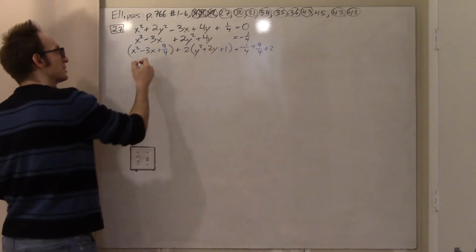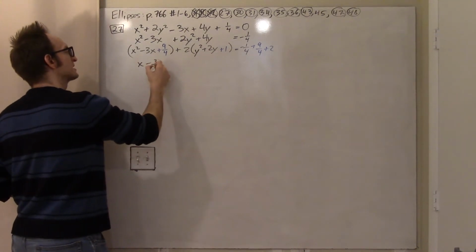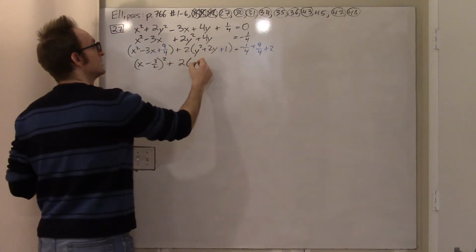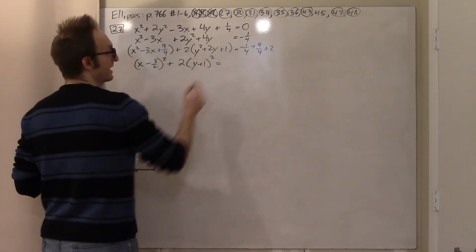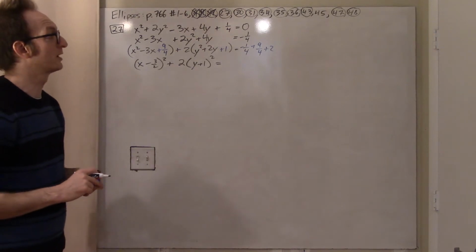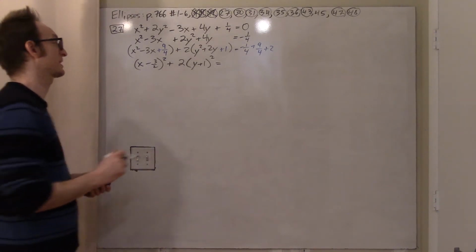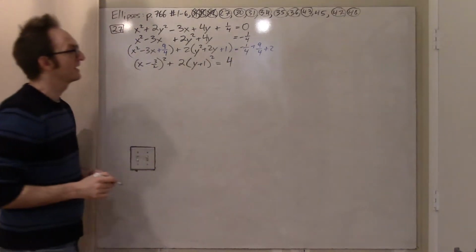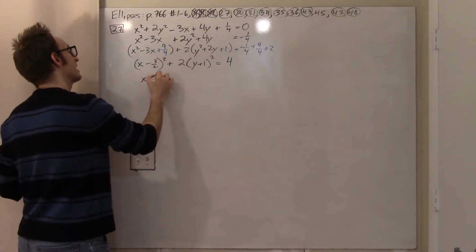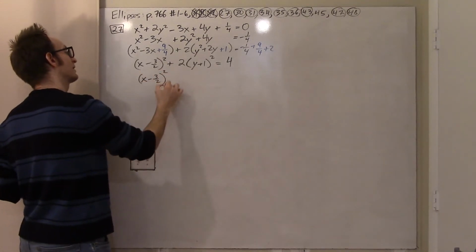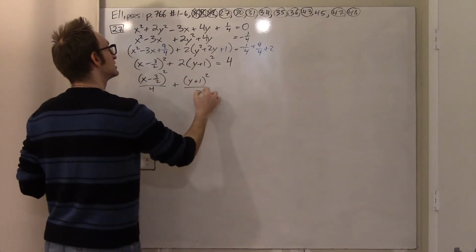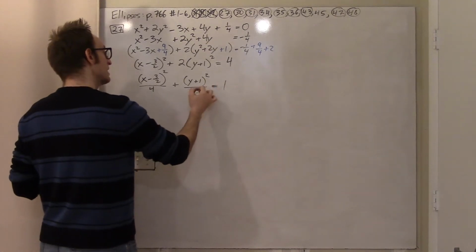Okay, so maybe this isn't so bad. I know one of these, I can't remember which it is, the numbers are gross, but maybe this isn't the one. This is x minus 3 halves squared plus 2 times y plus 1 squared. And what do I get over on the other side here? I get 4, right? 8/4, so that's 2 plus 2, so I get 4 over here. Alright, and now I suppose I need to divide by 4. So I guess these numbers are a little bit gross. This is x minus 3 halves squared over 4 plus y plus 1 squared over 2 equals 1.